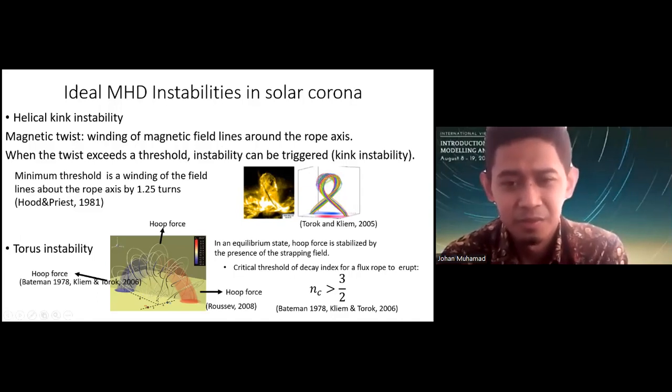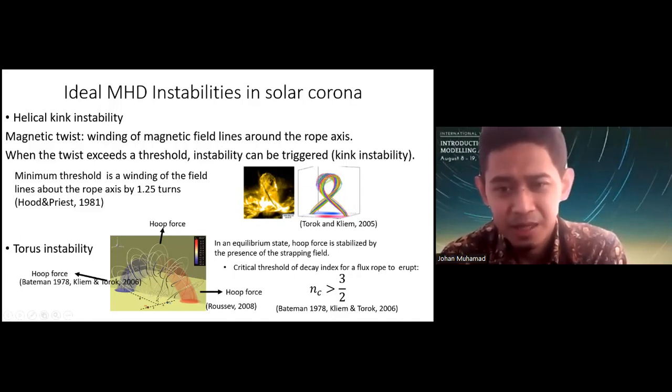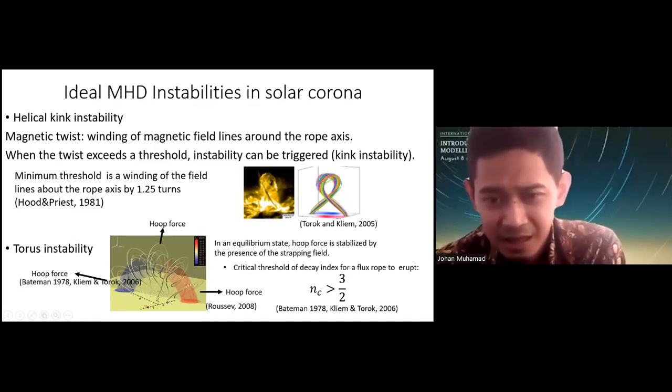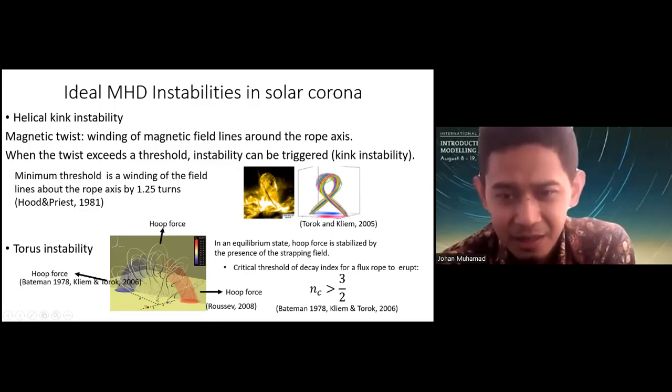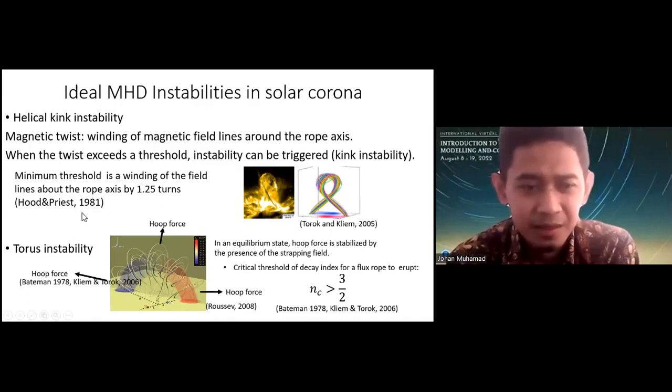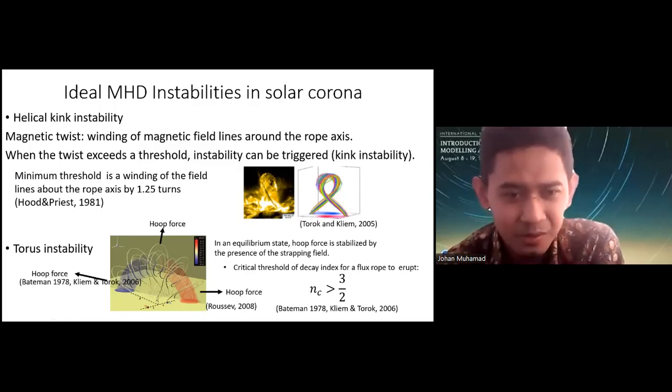So if you have a magnetic field line with plasma present, and if the twist is very, very large, then it will become unstable. And people found that the minimum threshold for the helical kink instability is about 1.25 turns.